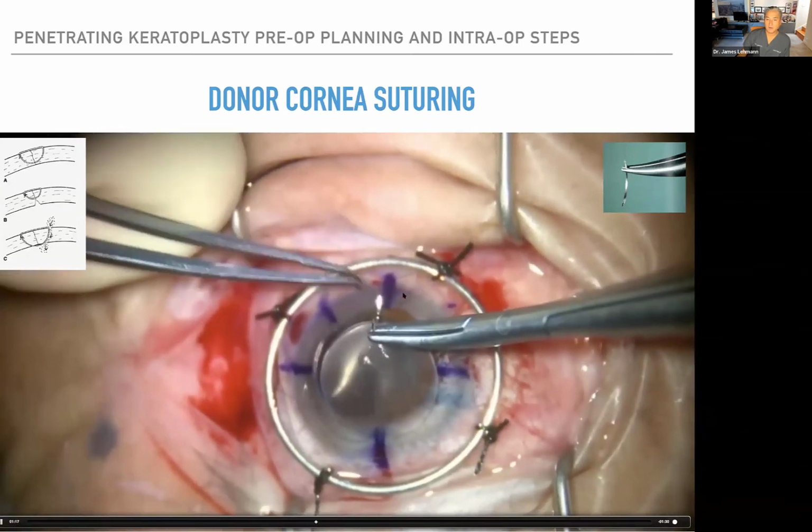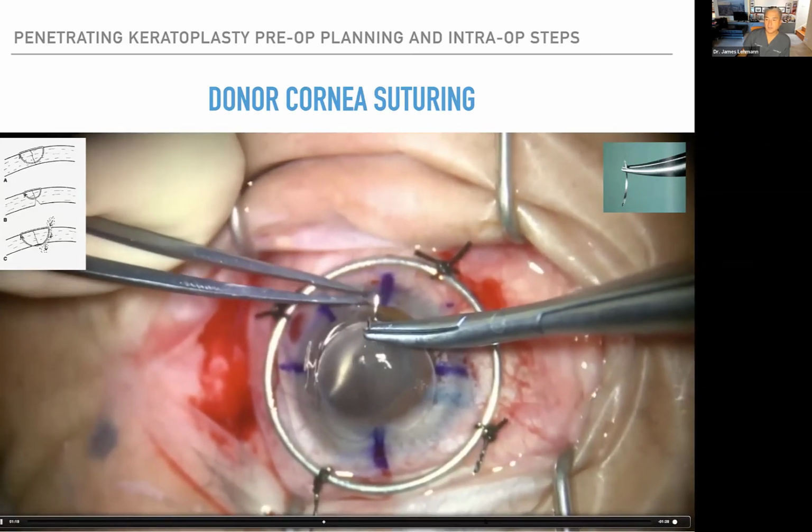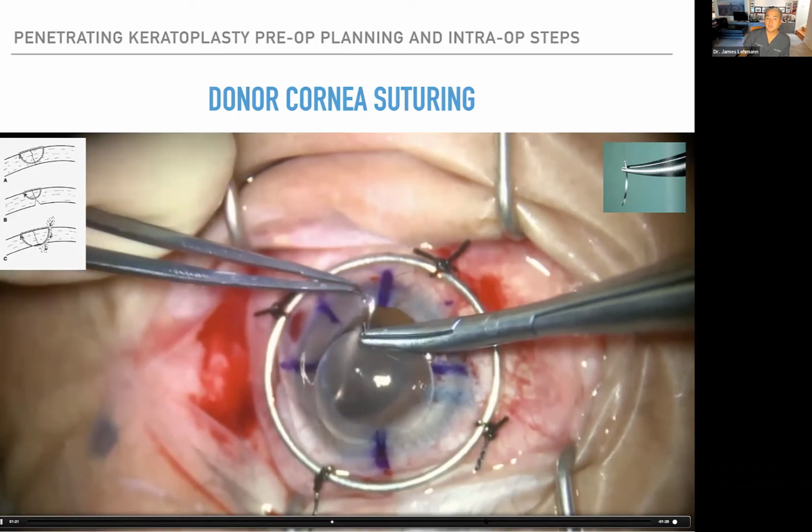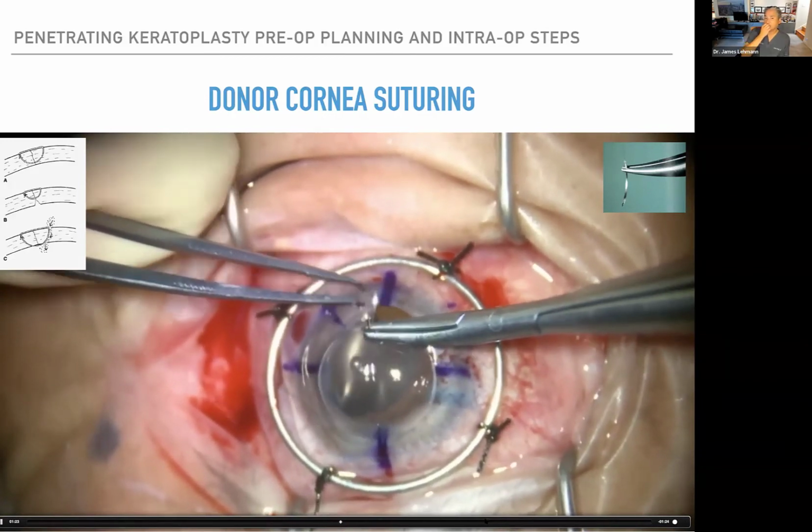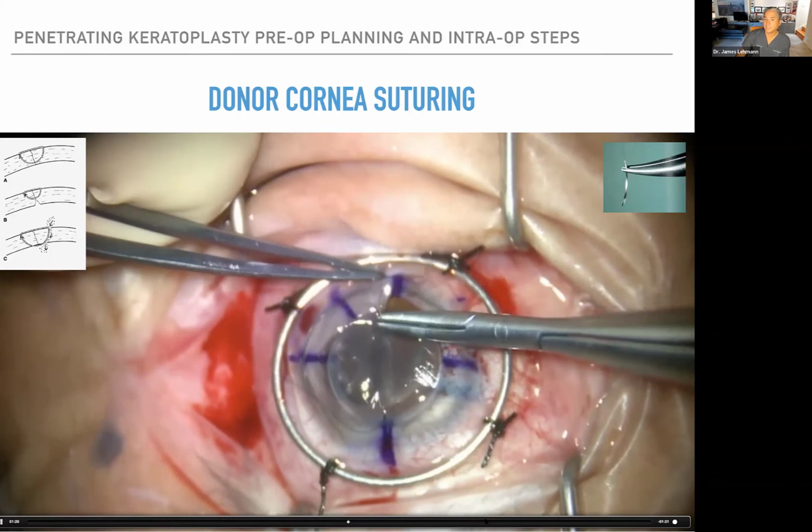So we go right back. I'm going to go on the left side right there, okay? So this is the most critical suture. This determines how well positioned that graft is going to be.